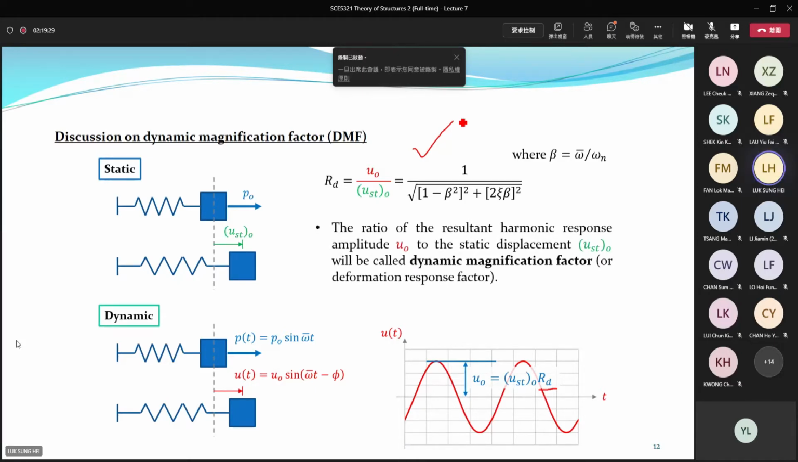Okay, these are some discussions about the dynamic magnification factor. Another remark is that when you read some textbooks, they call RD by another term, displacement response factor. Some textbooks call this dynamic magnification factor. Some call this deformation response factor. They are just terminology. The meaning remains the same. It's just the ratio between the dynamic response amplitude and the static one. Or you can calculate it using the frequency ratio and damping ratio.